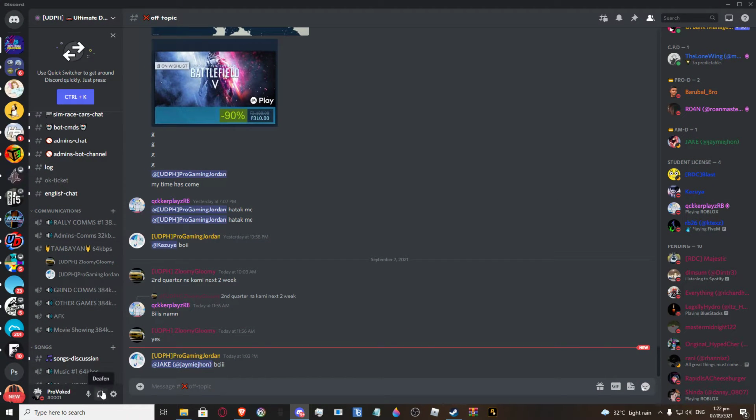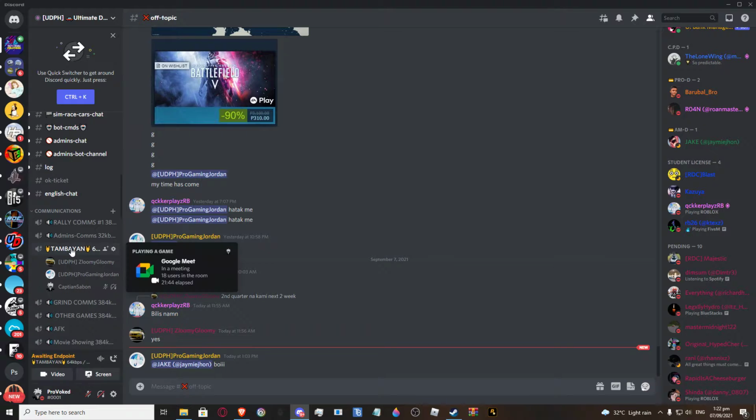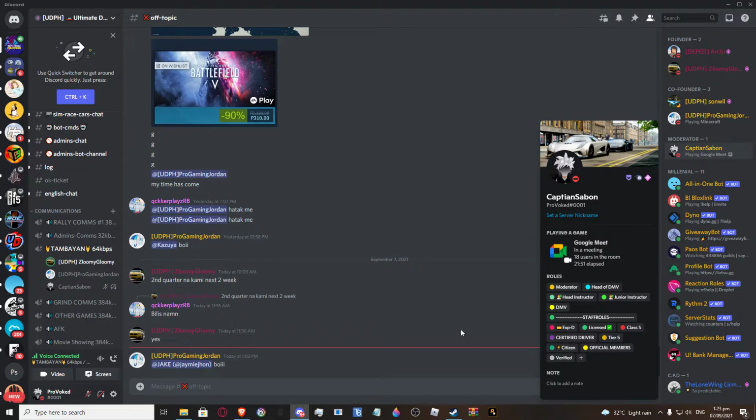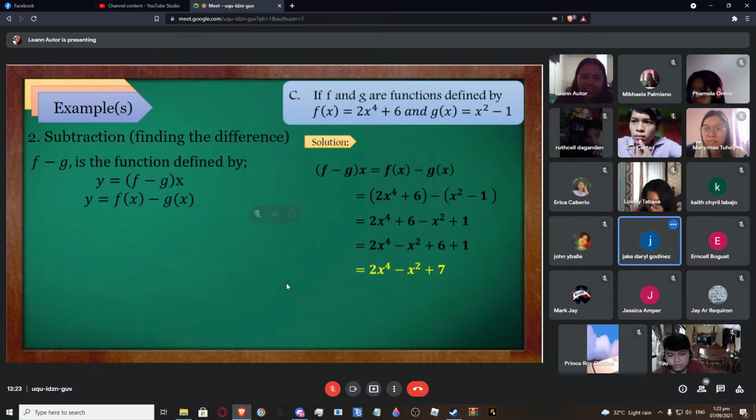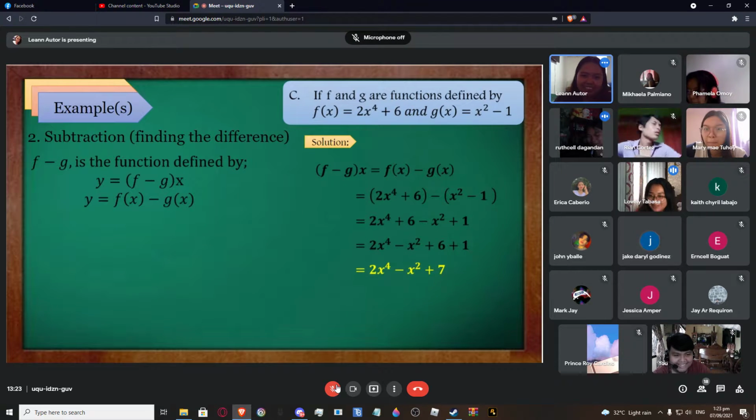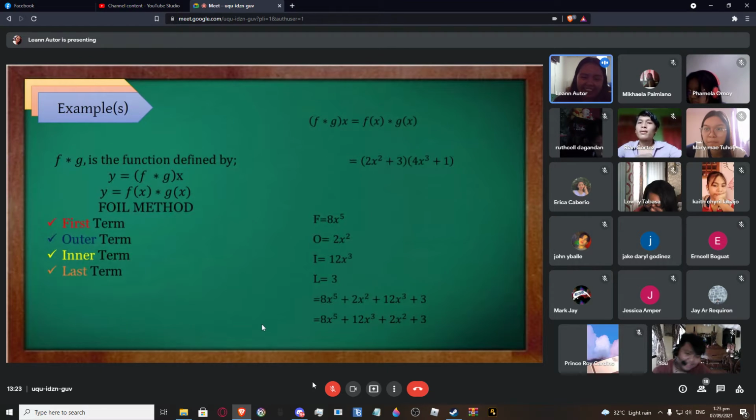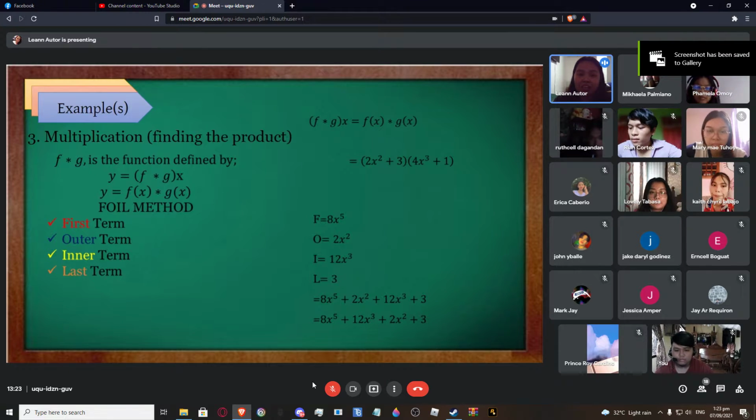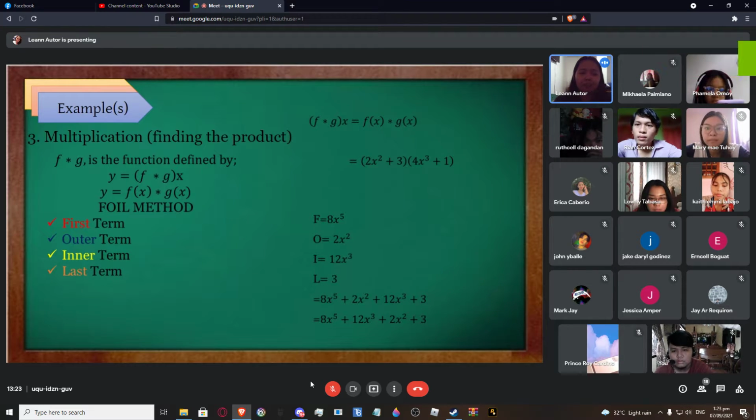Subtraction. So, again, understand ba kaninyo ang subtraction, class? Yes, ma'am. Sige. So, ang third one is the multiplication of function. So, ma-apply na to ang FOIL method rin. How are we going to apply the FOIL method here?